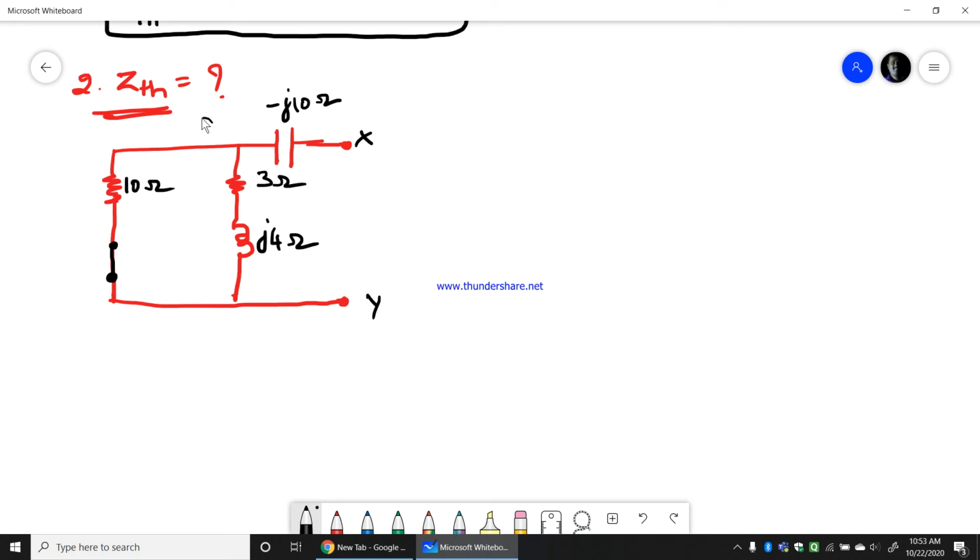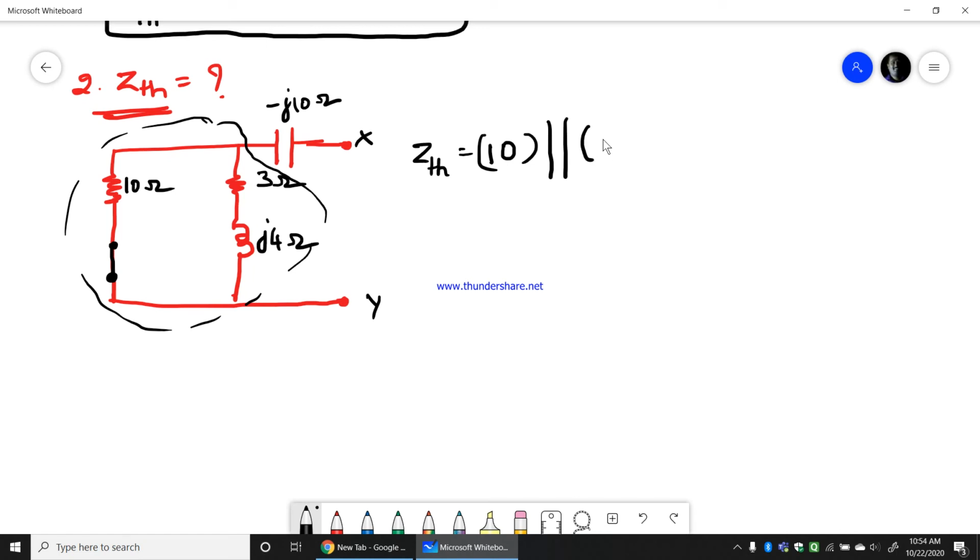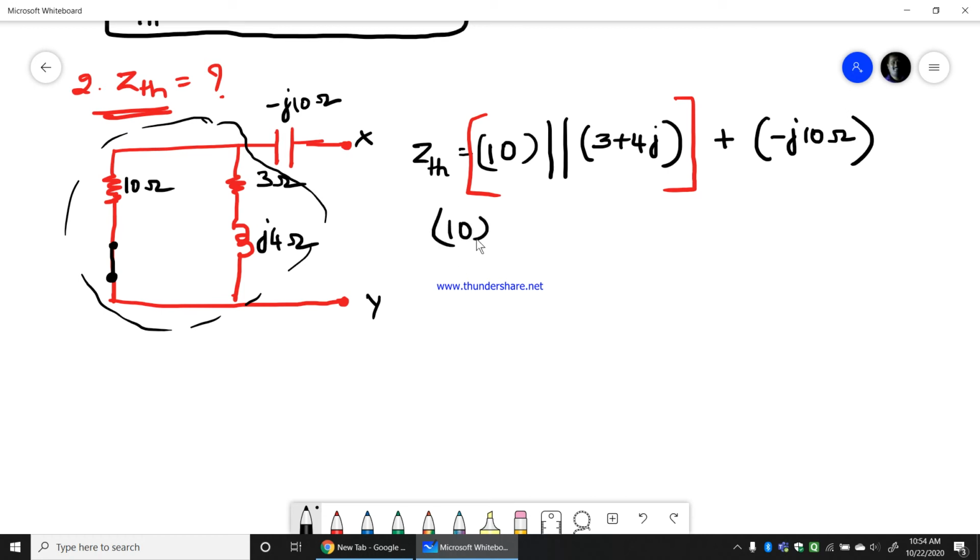Now can you see both are in parallel? So what is ZTH equal to? 10 is in parallel with 3 plus 4j ohms, and this whole parallel term is in series with minus j10 ohms. So let me first do this. It is 10 into 3 plus 4j divided by 10 plus 3, which is 13 plus 4j.